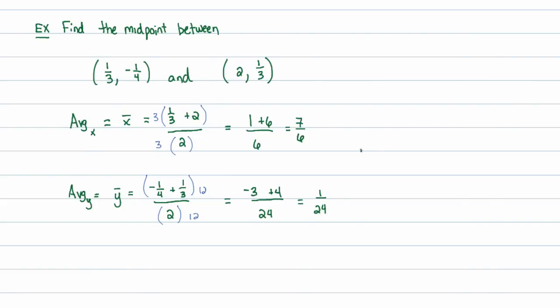So the midpoint here, which is the average of the x values, comma, the average of the y values, is going to be, let's see, 7/6 and 1/24. Not so bad. Even with fractions, not so bad.